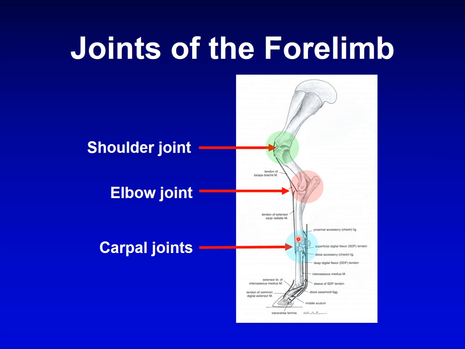Radiocarpal, between the distal end of the radius and the first row of carpal bones. We'll talk about that later. The second one is the intercarpal joint, which is an articulation between the first row and the second row of carpal bones. The third joint in the carpal joints is the carpometacarpal joint, an articulation between the second, or distal, row of carpal bones and the proximal end of metacarpal bones 2, 3, and 4, medial to lateral, respectively. So these are the three joints we just mentioned in the forelimb: shoulder joint, elbow joint, and carpal joints.